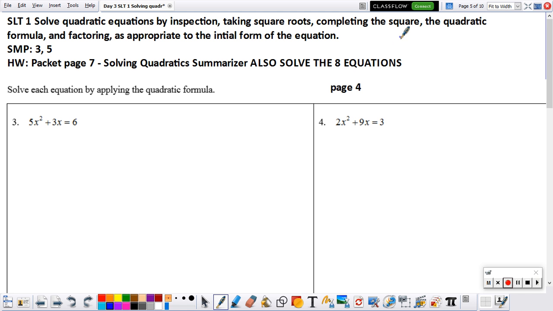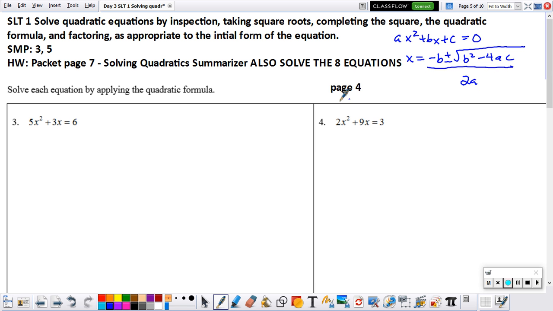If we have ax squared plus bx plus c equals 0, aka a quadratic in standard form, x will equal negative b plus or minus the square root of b squared minus 4ac all over 2a. If I get back and you don't have this memorized, I fear for your life.